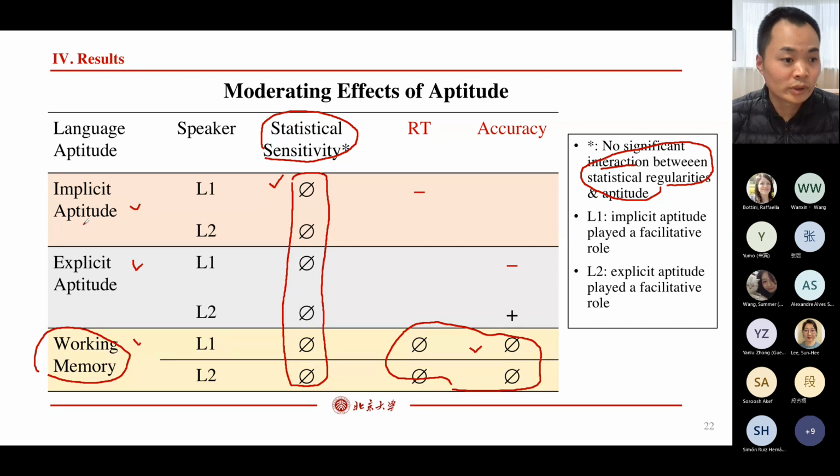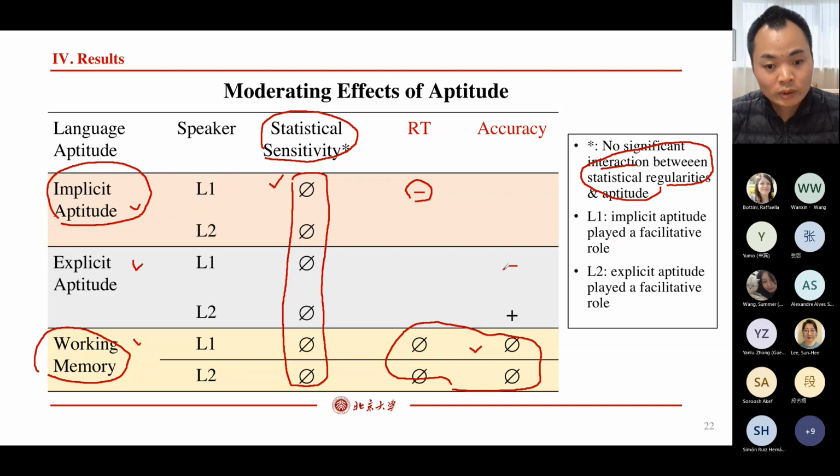For example, if we see implicit aptitude here, if we analyze reaction time, we can see that for L1 speakers who achieved higher scores in the implicit aptitude test, their reaction time when judging the acceptability of multi-word sequences is shorter. So it's kind of a facilitative role.